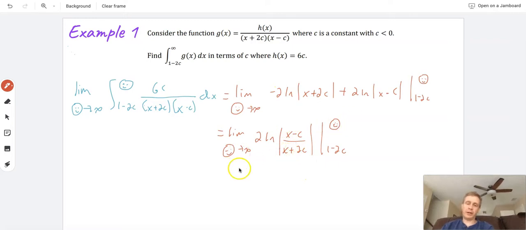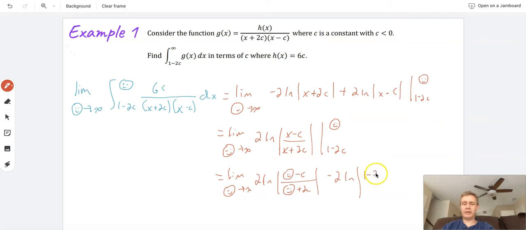And so now I'll plug in my limits of integration. So put Mr. Smiley Face in first. And then plug in 1 minus 2c into this here for x. And in the numerator, when we do that, we would have 1 minus 3c. And then in the denominator, when we plug 1 minus 2c in for x, the negative 2c and the positive 2c will cancel each other out. So we'll just be left with this here.